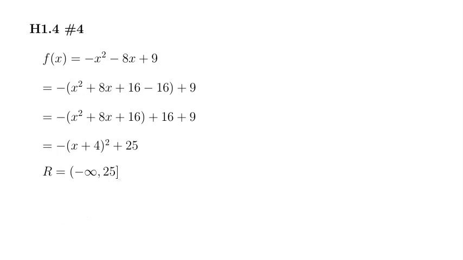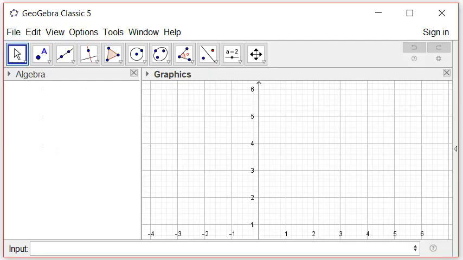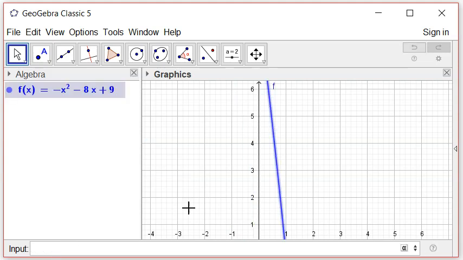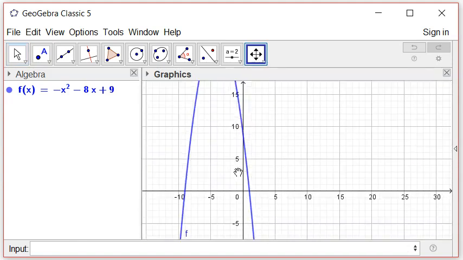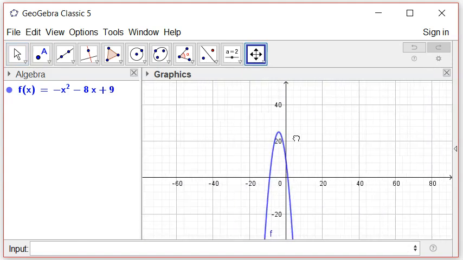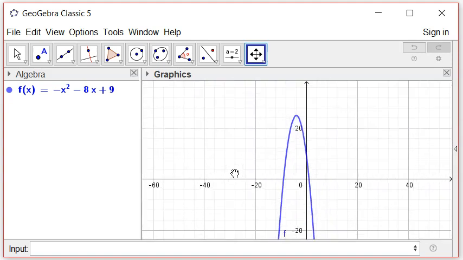All right, so I'm going to give you the graph using GeoGebra. I'm going to open up GeoGebra here. Remember that the function is f of x equals negative x squared minus 8x plus 9. So we get this picture. I think I have to make it a little bit smaller here. All right, so you can see that here.